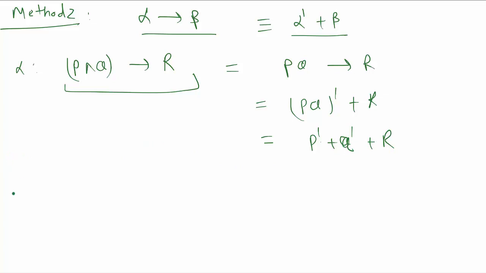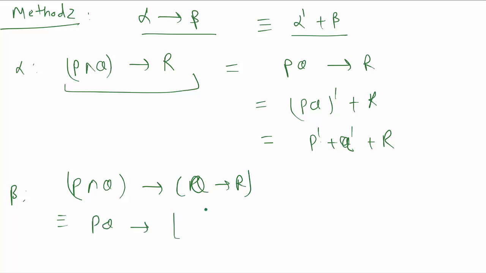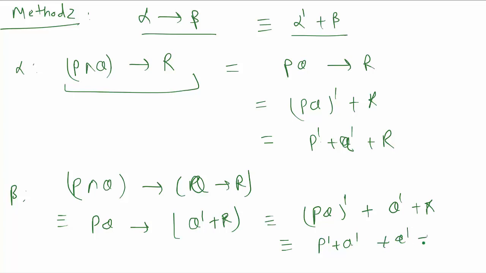And what is beta? Beta is P implies (Q implies R). I can rewrite it as P implies (Q' plus R), which is the same as P' plus Q' plus R. Here Q' appears two times, which is nothing but Q'. So this is the same as P' plus Q' plus R.